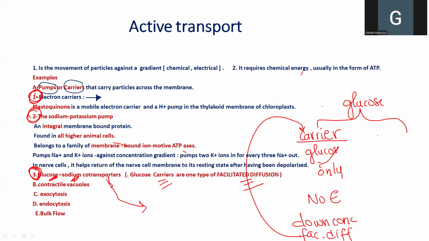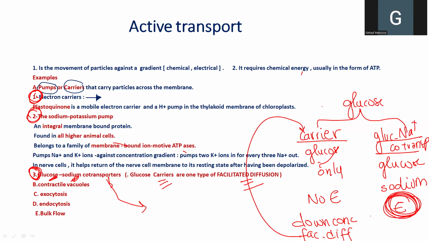But there is another transport carrier or protein that is called the glucose-sodium co-transporter. This glucose-sodium co-transporter does not transport glucose only, but transports glucose, and at the same time, it transports sodium. And it will require energy in part of its process, and therefore it is not facilitated diffusion, but active transport. So if you're ever asked about the ways of transport of glucose, don't forget that it might be transported passively by facilitated diffusion or actively by active transport.